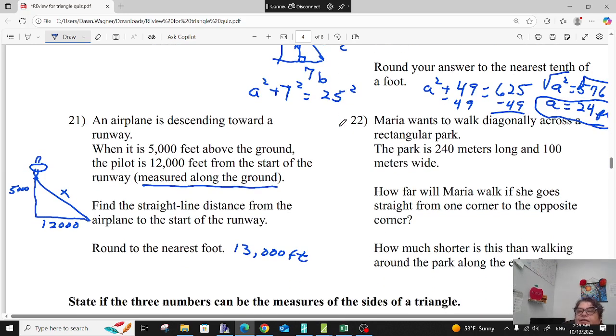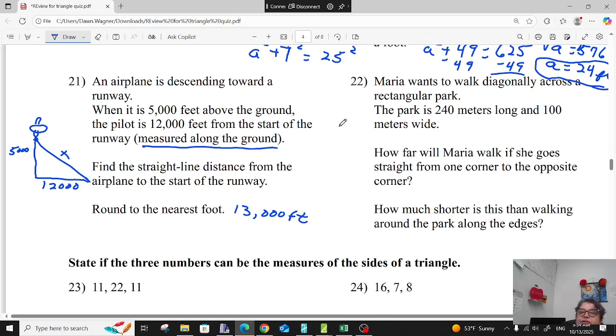Maria wants to walk diagonally across a rectangular park. The park is 2,040 meters long and 1,000 meters wide. How far will Maria walk if she goes straight from one corner to the opposite corner?